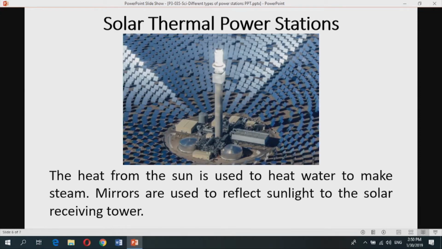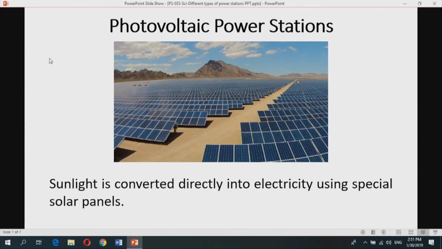Next one, solar thermal power stations. The heat from the sun is used to heat water to make steam. Mirrors are used to reflect sunlight to the solar receiving tower. Yes, you see all of these mirrors in the picture. They take the sunlight and reflect them back to the tower. And that makes energy.